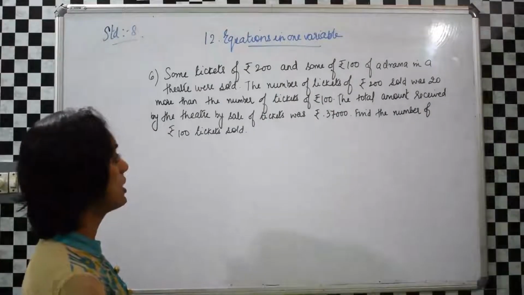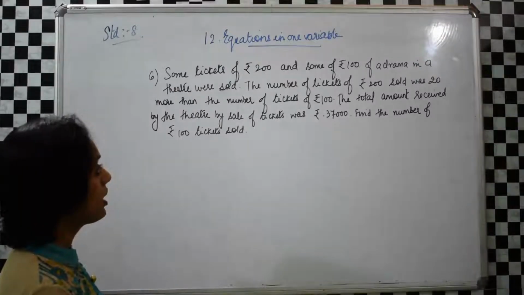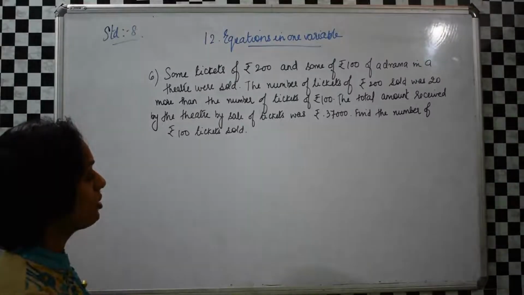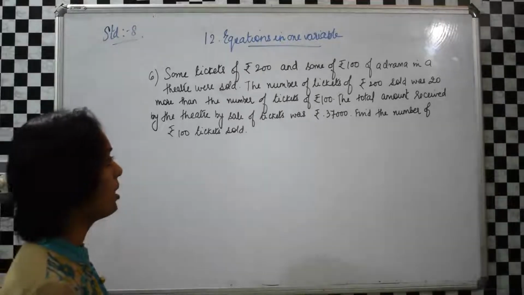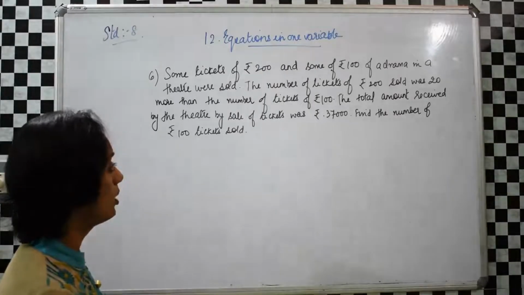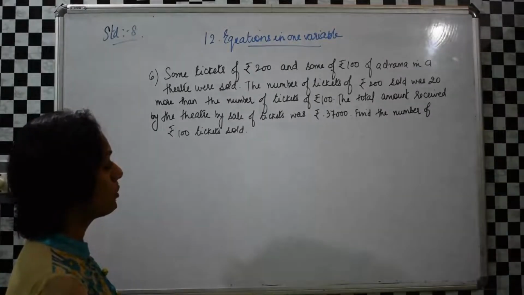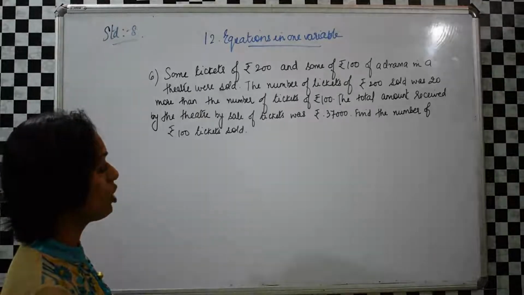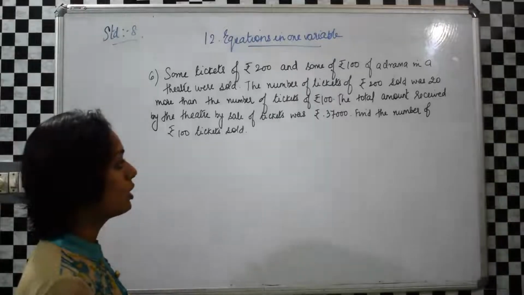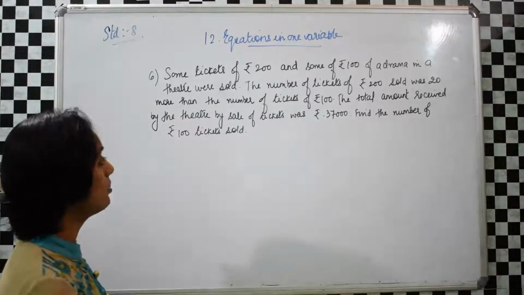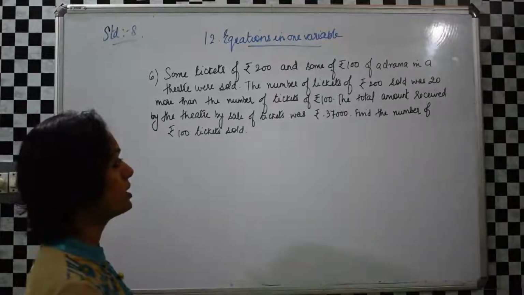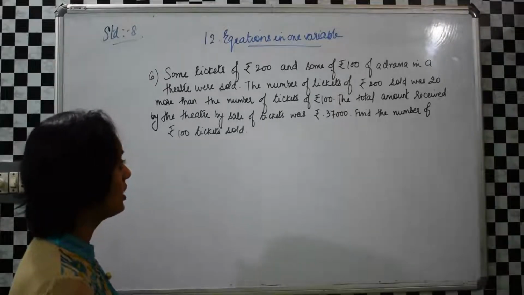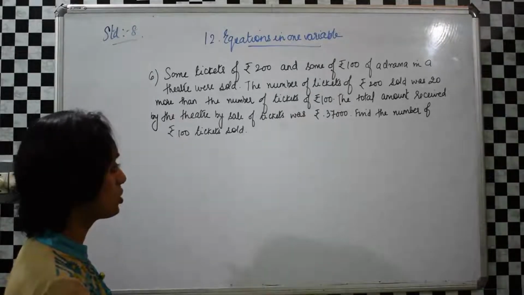Now let us go to 6th question. Some tickets of rupees 200 and some of rupees 100 of a drama in a theatre were sold. The number of tickets of rupees 200 sold was 20 more than the number of tickets of 100. The total amount received by the theatre by sale of tickets was rupees 37,000. Find the number of 100 rupees tickets sold.